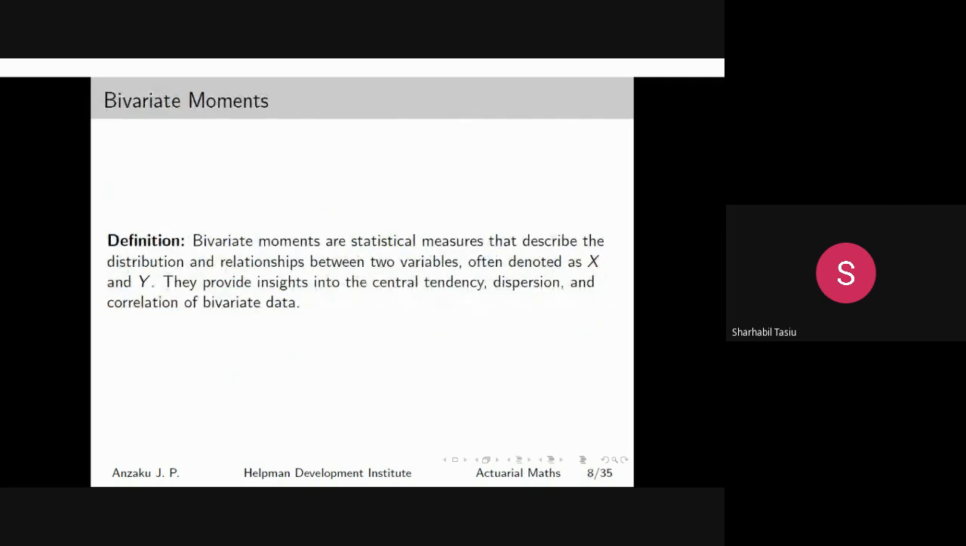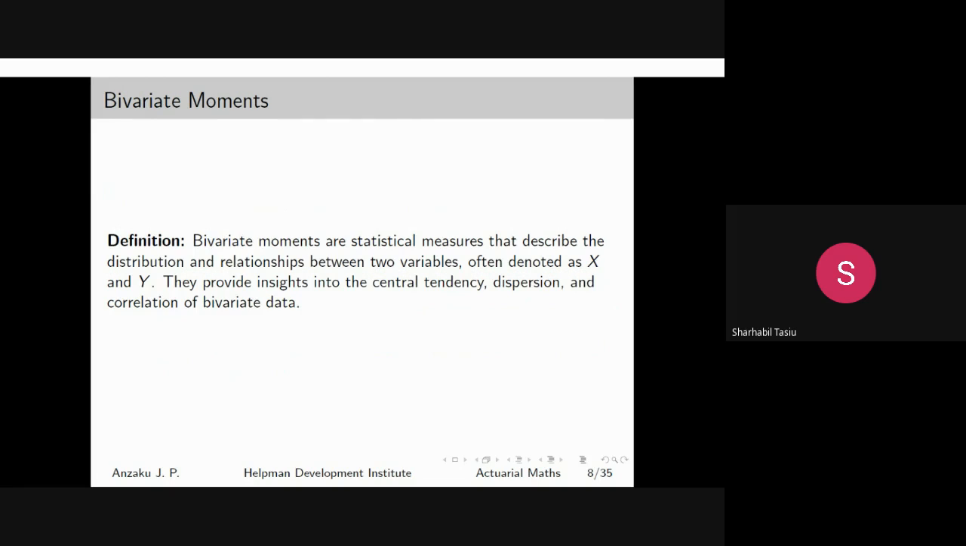All right, bivariate moments, which is our main topic for today. What's the definition of a bivariate moment? What does it mean? How does it work? How do we apply it? And how is it useful in actuarial science and actuarial mathematics?